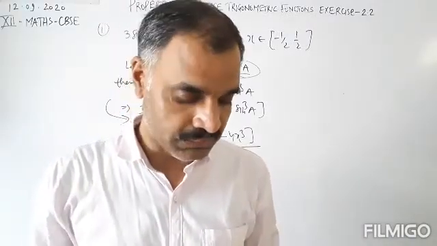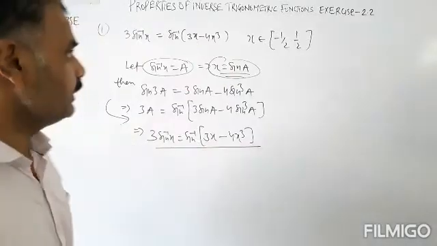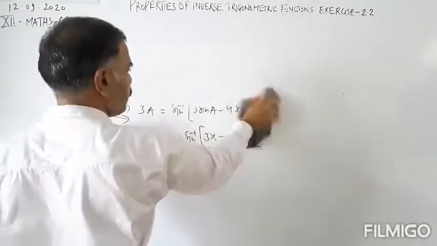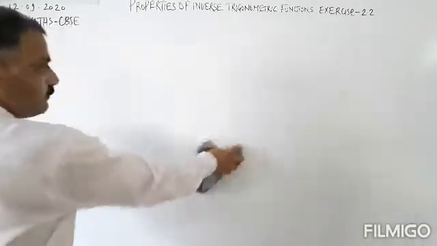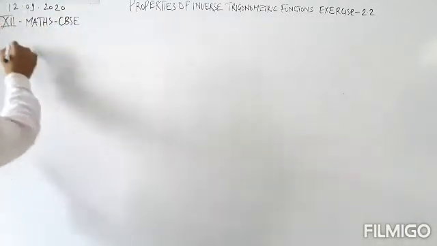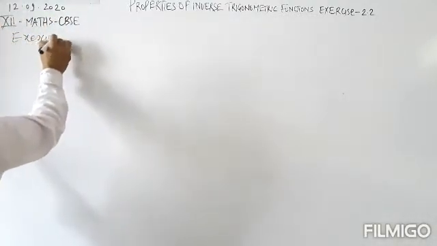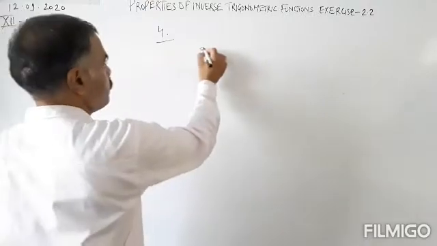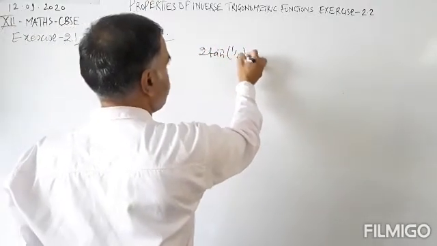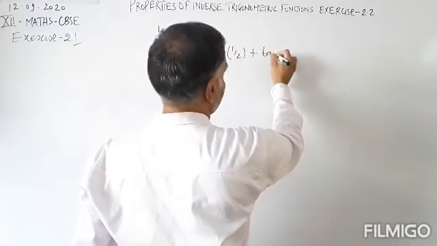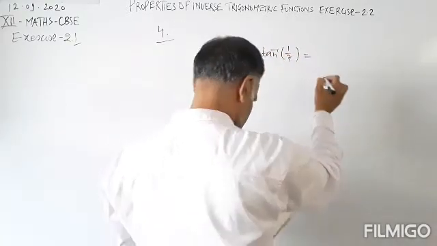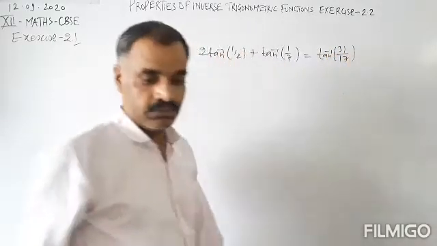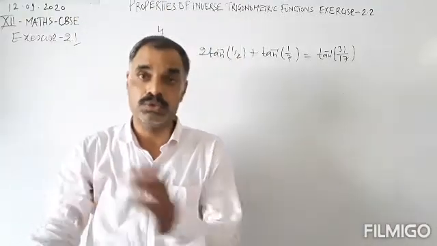Now let us take question number 4 of exercise 2.1. We are solving the questions of exercise 2.1. Question number 4: 2 tan inverse 1 by 2 plus tan inverse 1 by 7 is equal to tan inverse 31 by 17. Not a difficult task for you to solve this.